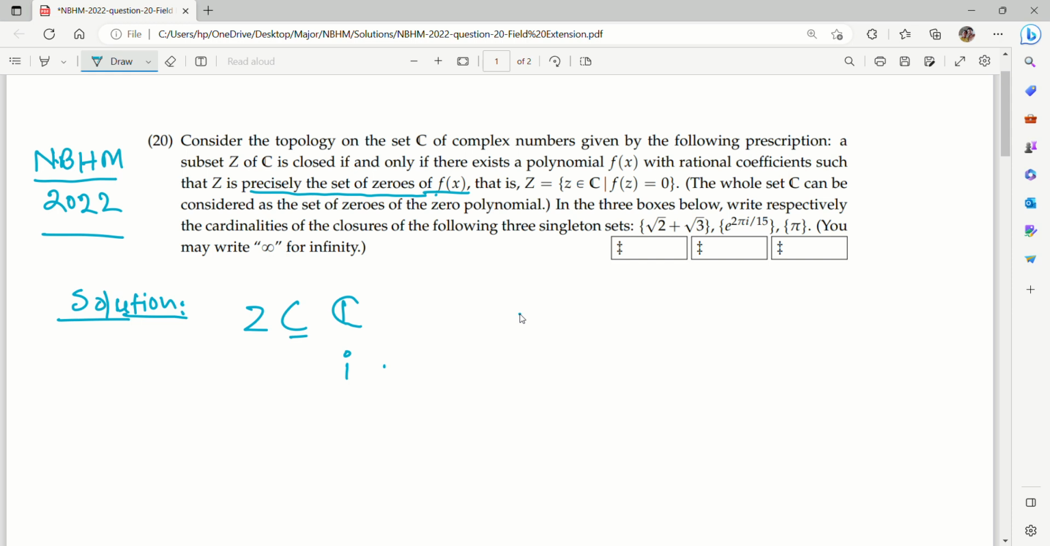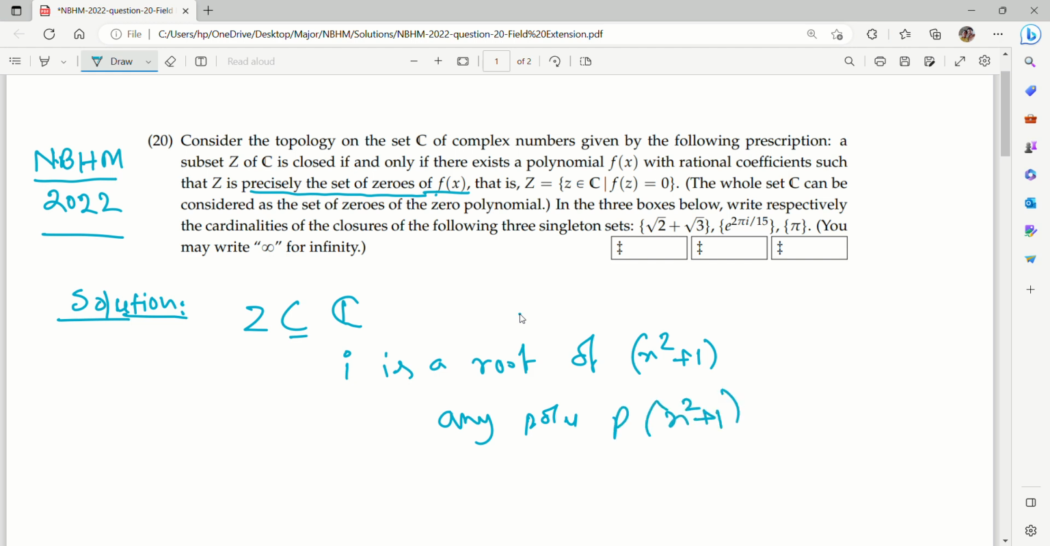So iota is a root of x square plus 1. Any polynomial in x square plus 1, so any polynomial p of x square plus 1, will be satisfied by I. If you take any polynomial p of x square plus 1, then p of I will be 0.